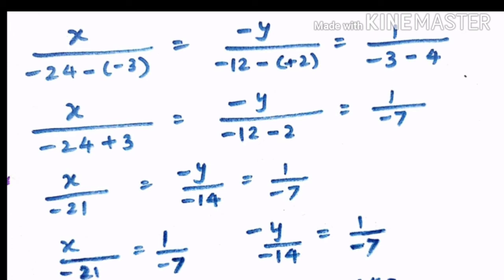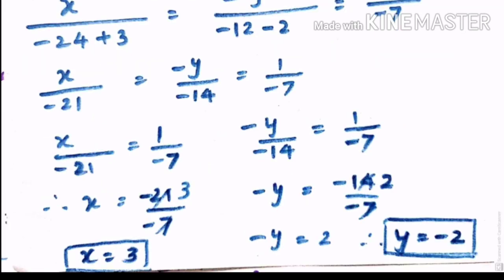Now you have to compare these variables with your constants, x and minus y, minus 14 is equal to 1 upon minus 7. So you can see, the last step after solving all this, we are comparing our x variable with the constant and y variable with the constant, like that. So here x is equal to minus 21 upon minus 7. Now upside down, both negative signs will change into positive, and 7 threes are 21. So x is equal to 3, and minus y upon minus 14 is equal to 1 upon minus 7.